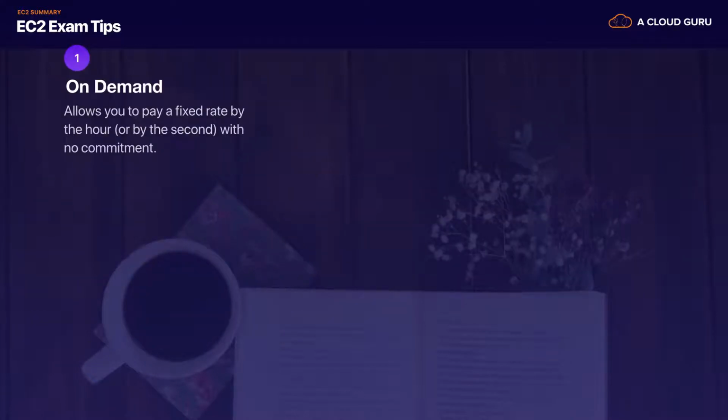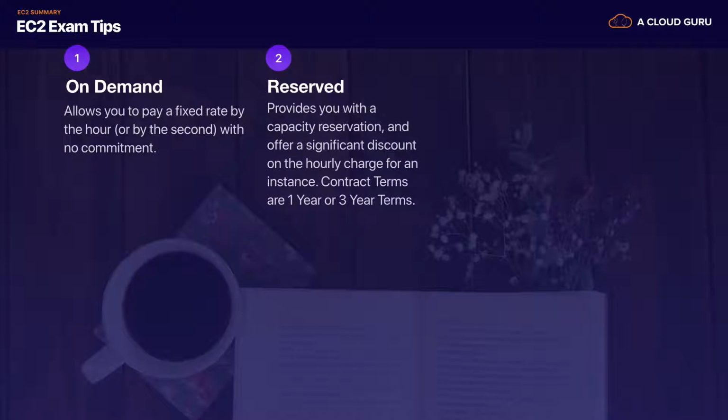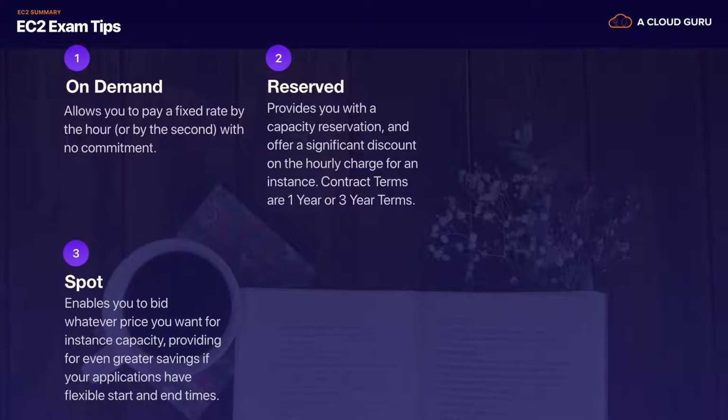So we have four different pricing models for EC2. We've got on demand, and this is where you pay a fixed rate by the hour or by the second with no long-term commitments. We then have reserved. This is where you have a capacity reservation. Contract terms are 1 year or 3 years. The more you pay up front and the longer the contract term, the more discounts you get.